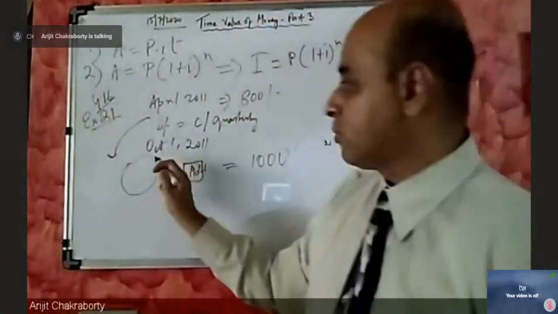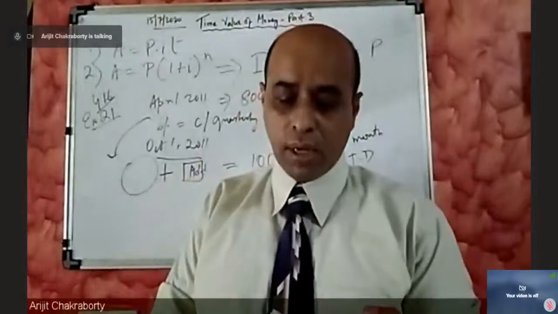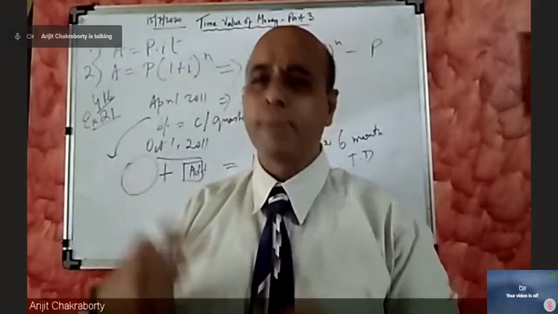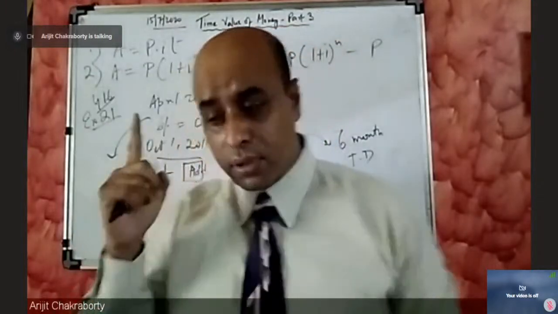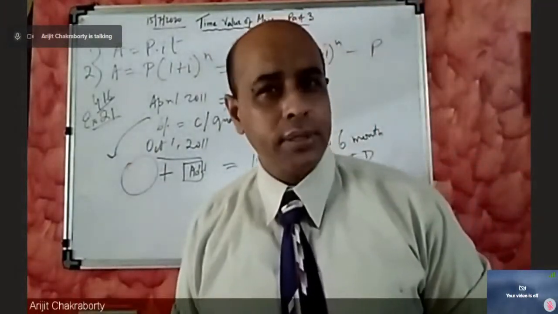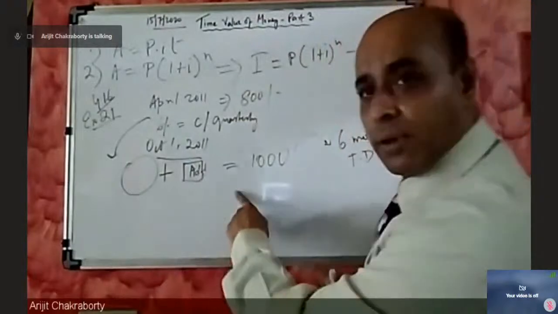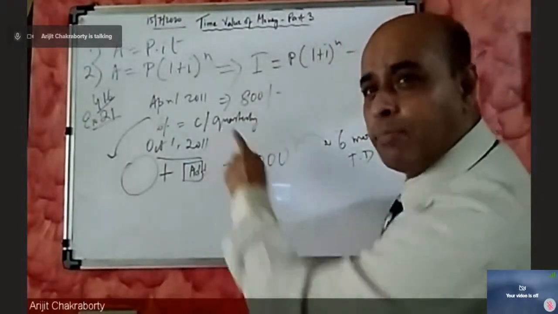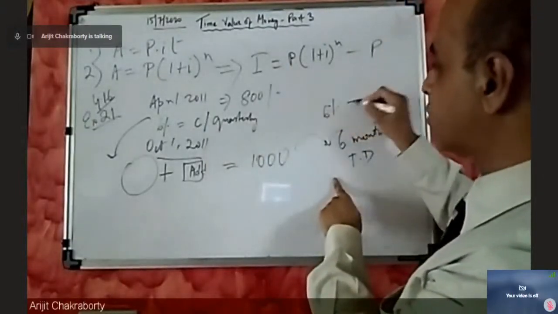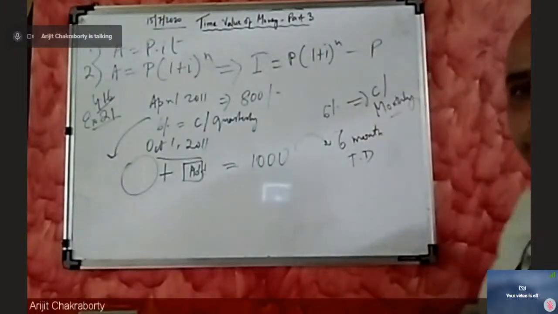So from April, this is from October. From October 1st, 2011, 6 months means October, November, December, January, February, March 31st. For 6 months he is putting it in a time deposit, and he is earning 6% interest compounded monthly. Be very careful. This was quarterly compounding, but this is monthly compounding. So over the 6 months he is getting 6% interest, but the compounding has now become monthly.